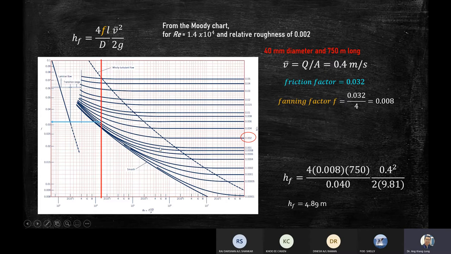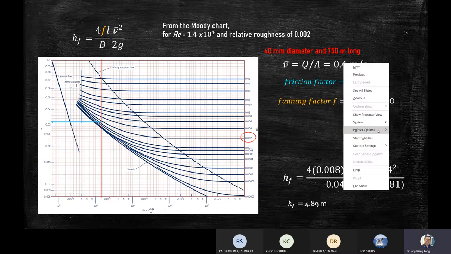So if you use a graph, the Moody chart, to generate the F, you need to divide it by 4. Okay, the blue color one is what you get from the graph. So if you want to use this formula, 4FL divided by D, V squared divided by 2G, you need to take the value from the graph divided by 4, so that it becomes a fanning factor to calculate into this formula. Or another way, you can straight away replace 4F equal to the F as you get from the graph.